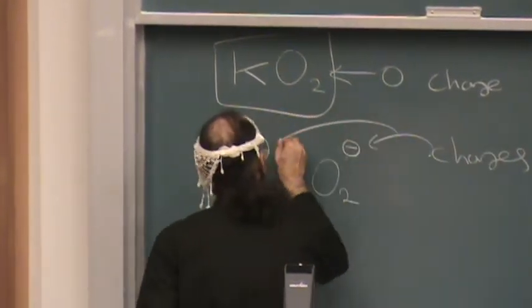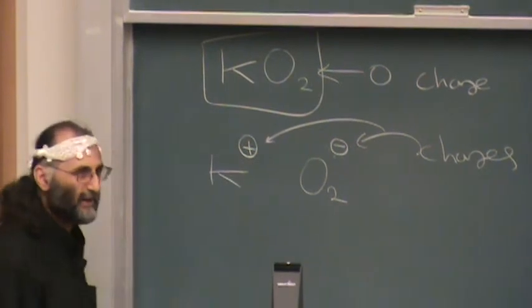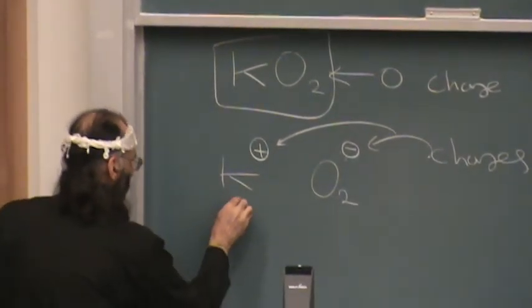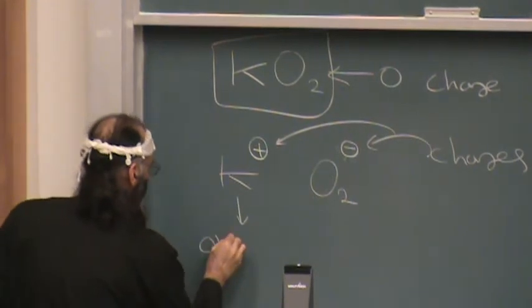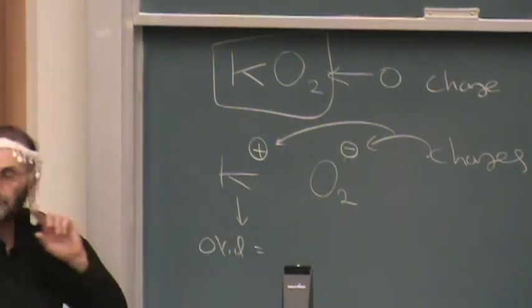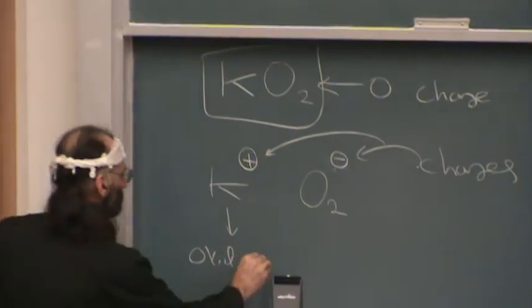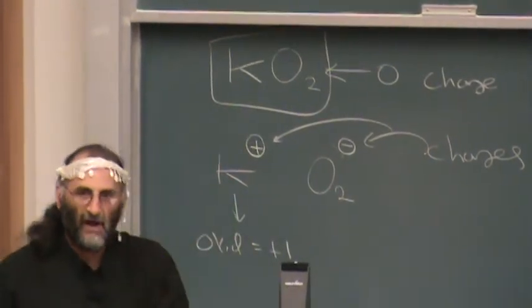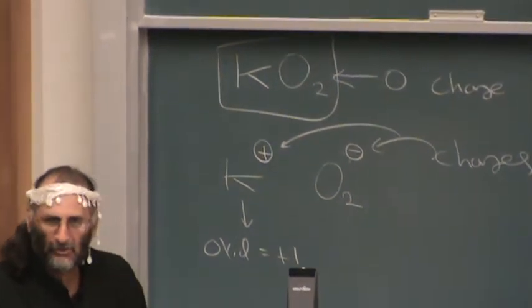This and that are charges. But the charge is also the oxidation number. So, for potassium, the oxidation number is going to be equal to +1. Now, here, the oxidation number is defined for one atom in a molecular or polyatomic ion.